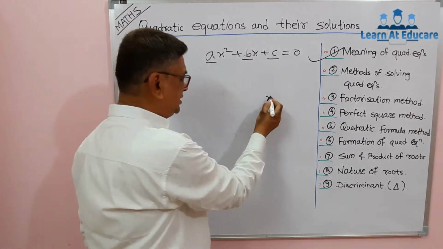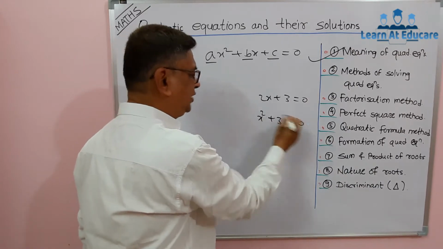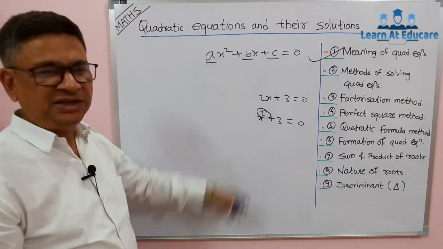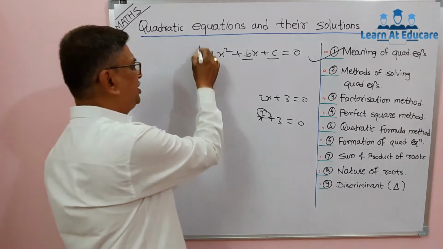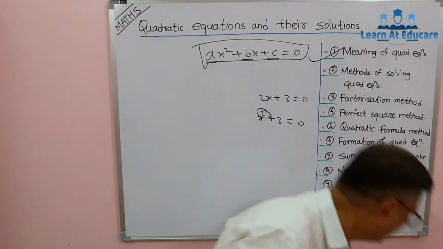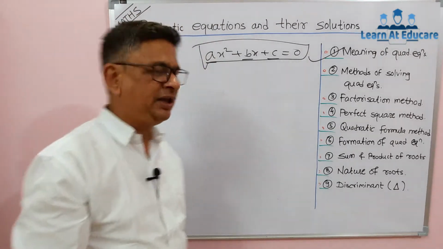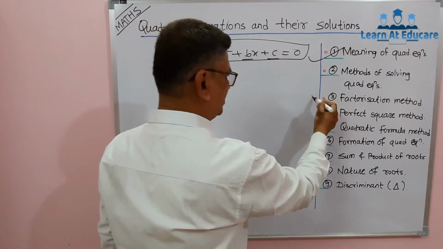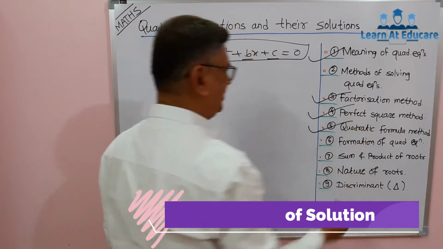So this is not a quadratic equation, but this is a quadratic equation because we want the degree 2. Degree 2 means the highest power of the variable x is 2. Such an equation in general, ax² + bx + c = 0, is known as a quadratic equation. Now we will see how to solve the quadratic equation, and for that there are methods called the factorization method, perfect square method, then the formula method.